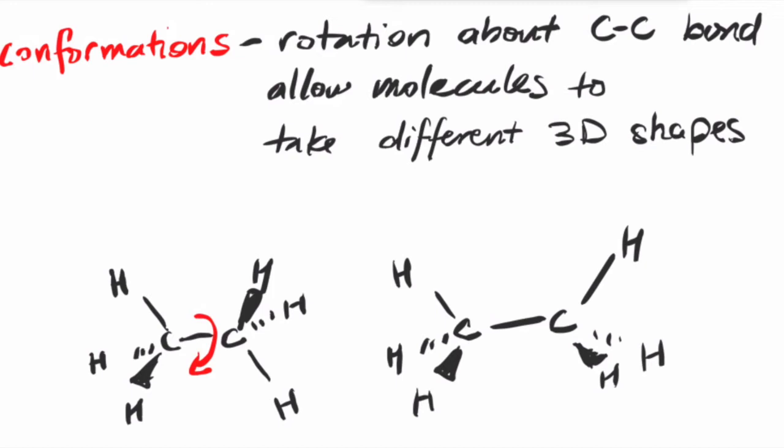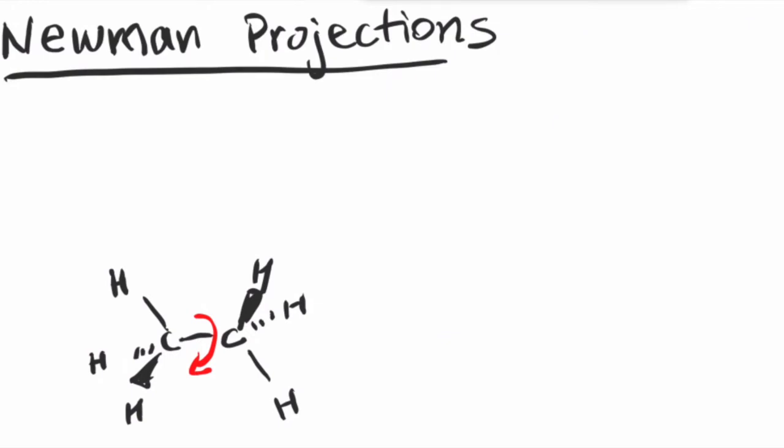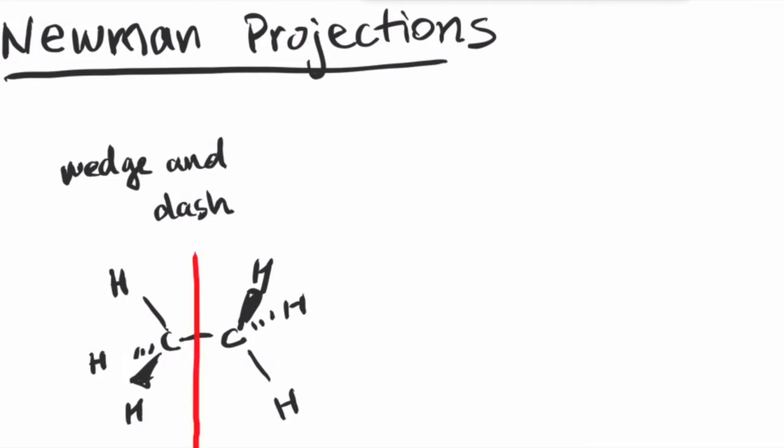So in order to facilitate seeing different conformations and how they have different energies, we will use what is known as the Newman projections. So this structure here is a typical wedge and dash representation. So there are other ways to visualize this molecule. To see these other perspectives, imagine rotating about this axis.